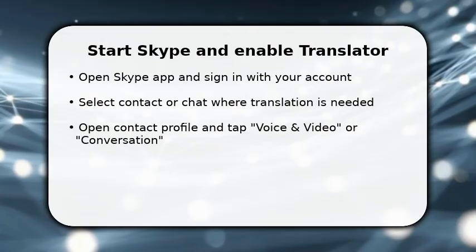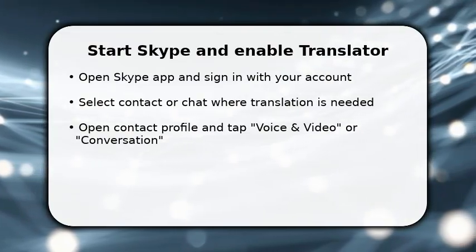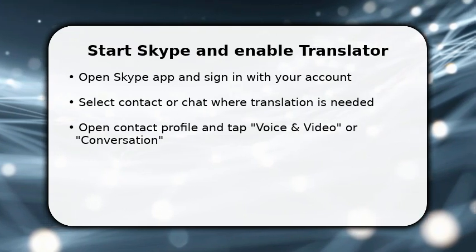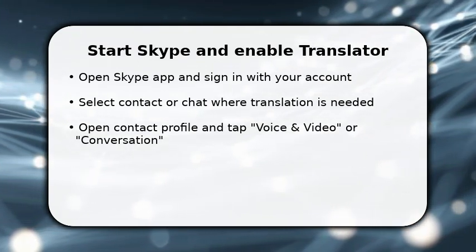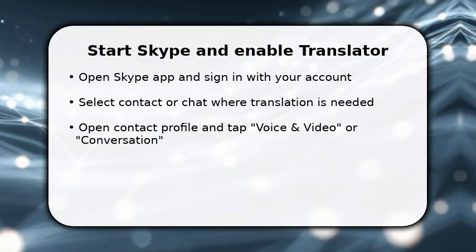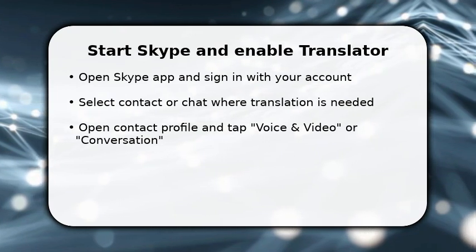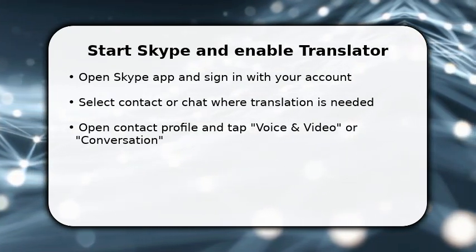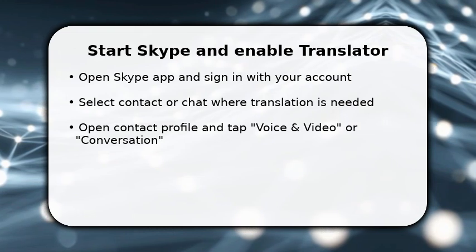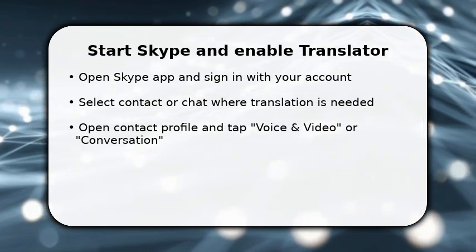You start by opening Skype and signing in. Once done, pick the person or group you want translated. Make sure their chat is active, then open the contact profile to find translator settings. Tap conversation or voice and video depending on call or text use. This step tells Skype to offer live translation.